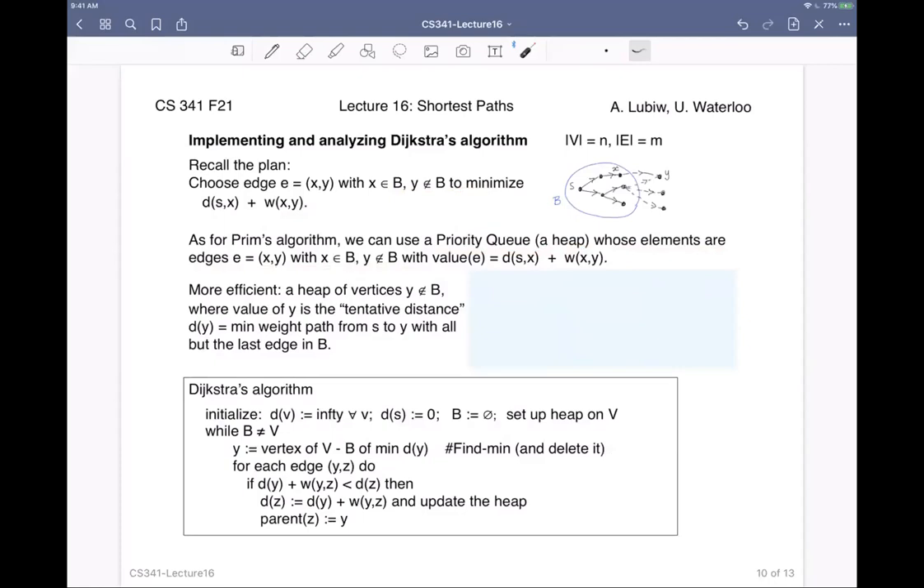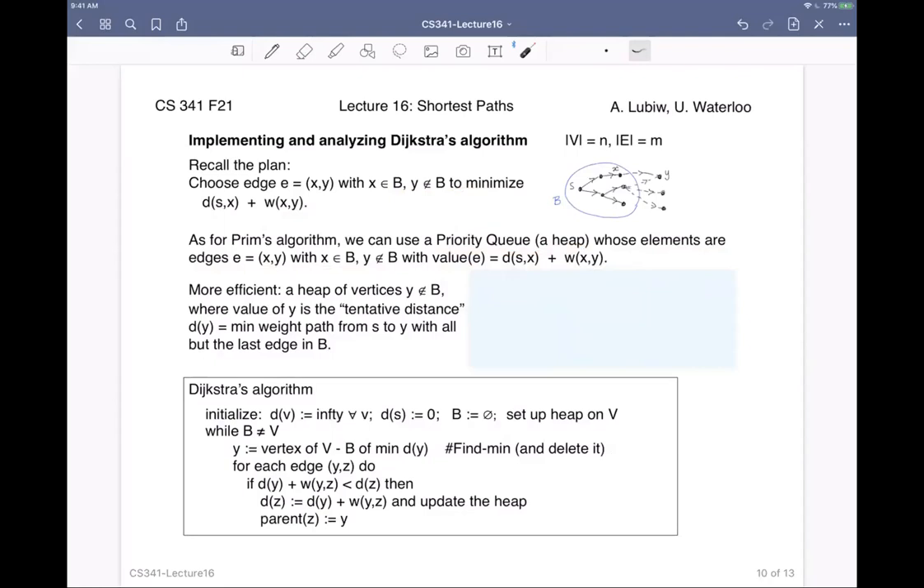in this case, it's different. The value or the key of an edge is the distance from S to the first vertex of the edge plus the weight of the edge. Now, as for Prim's algorithm, it's more efficient if I keep a heap of the vertices. It does not change the asymptotic runtime, but in practice, it's more efficient to have a heap of size n than a heap of size m, which might be n squared.